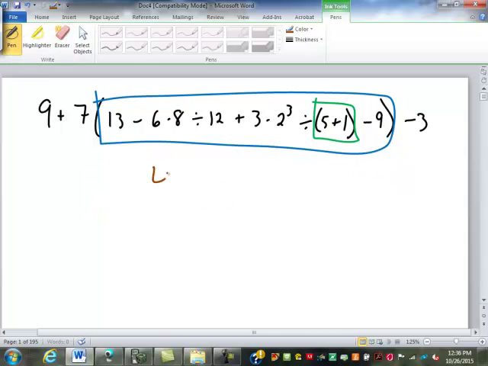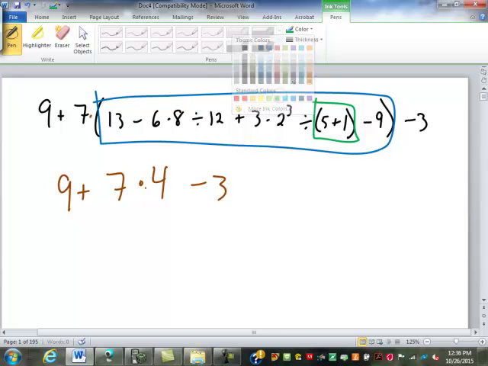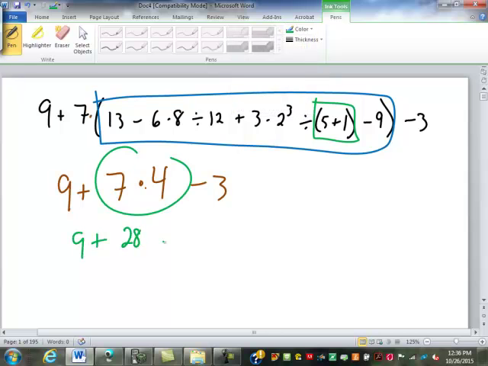So I've reduced what's in the parentheses to a 4, so I don't need the parentheses anymore. So I got to put in times this time for the 7. So 9 plus 7 times 4 minus 3. And then 7 times 4 is 28. So 9 plus 28 is 37. Minus 3 is 34. So yes, your calculator is correct.